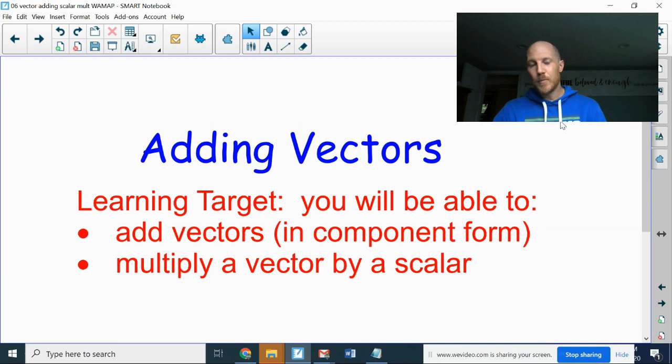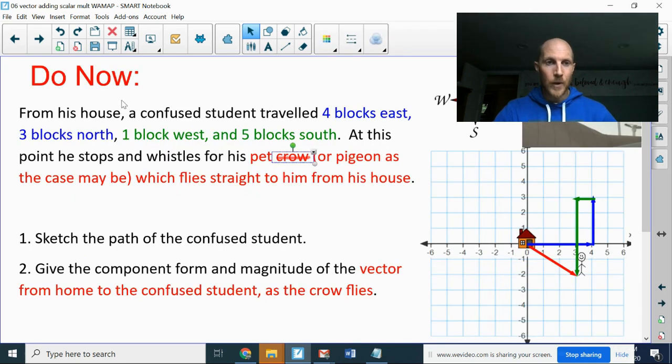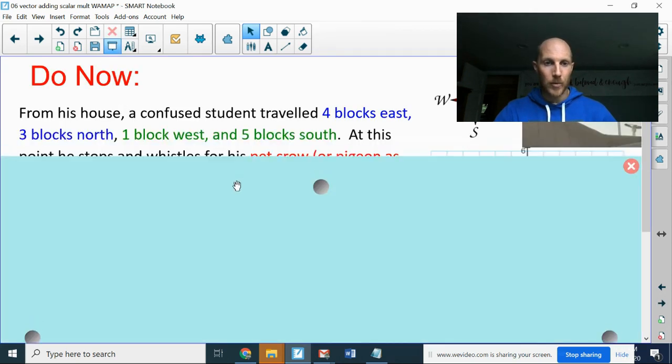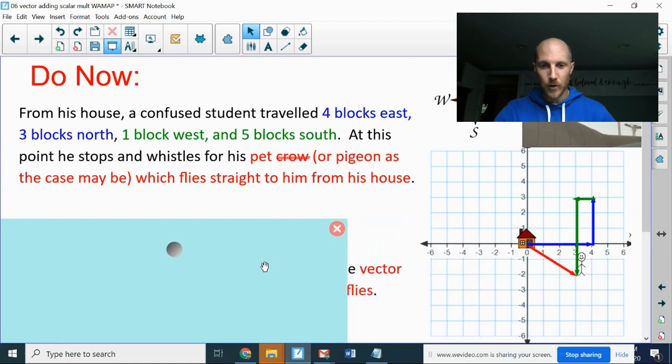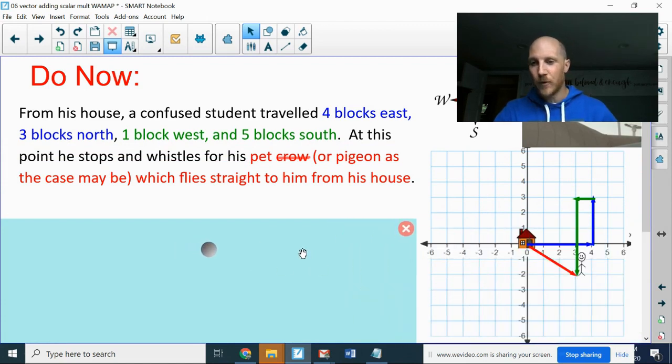So, moving on from pigeons, today we're going to look at adding vectors, and we have two learning targets for the day. First, we're going to be able to add vectors in component form, and secondly, we're going to multiply vectors by a scalar. So here is the warm-up problem, which we'd be doing if we were in class. You'd be doing this on paper. It involves graphing, so I went ahead and pre-drew the graph because you probably don't have a good way of copying this onto graph paper.